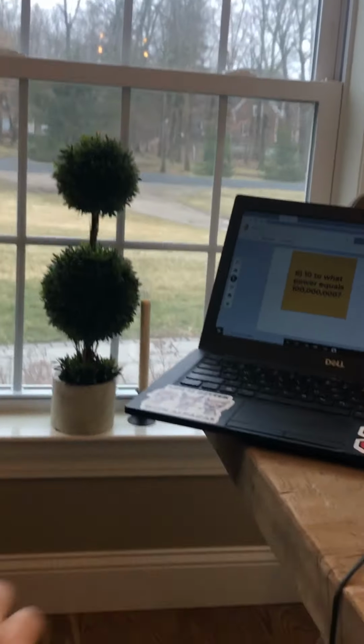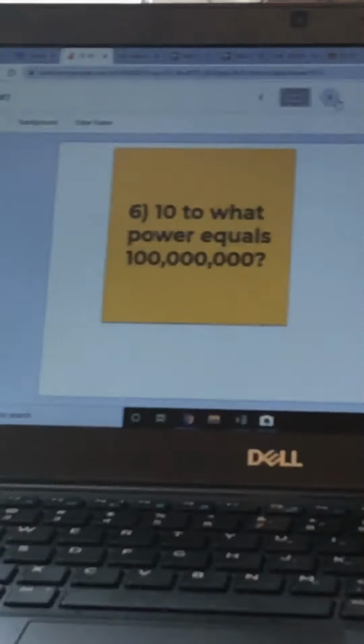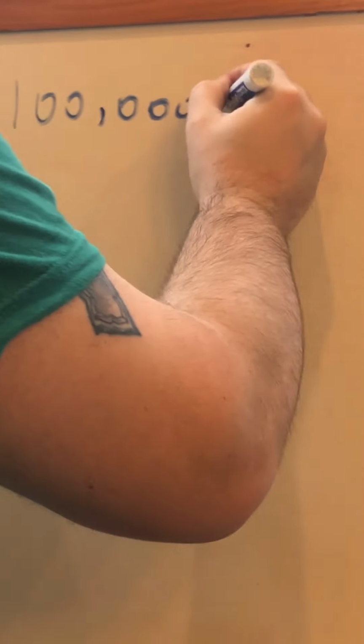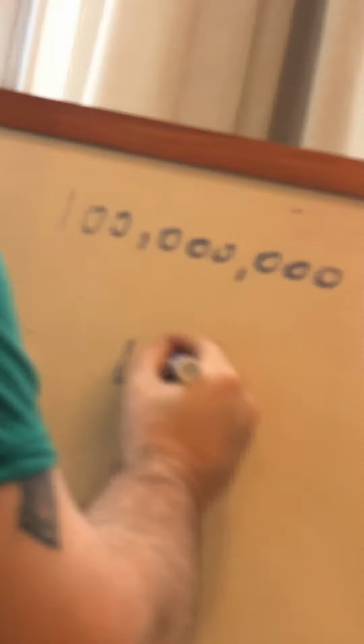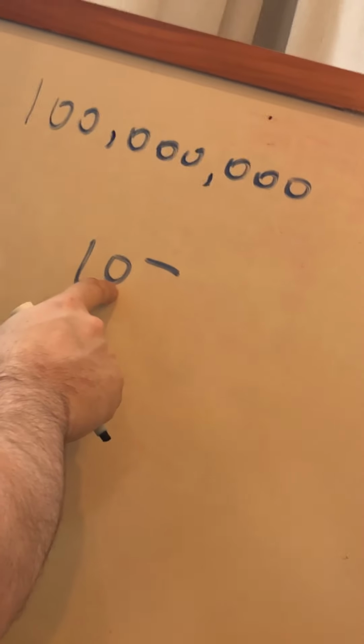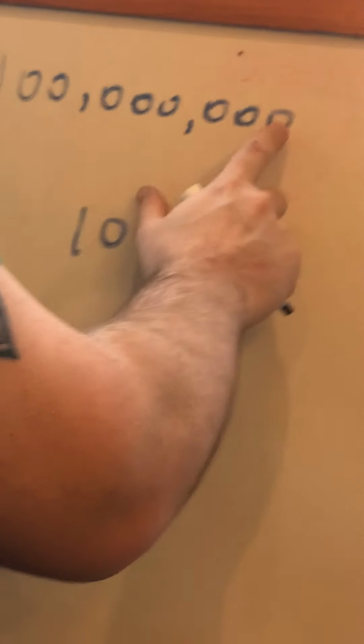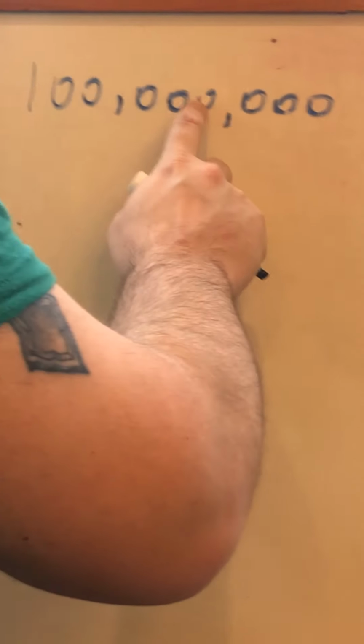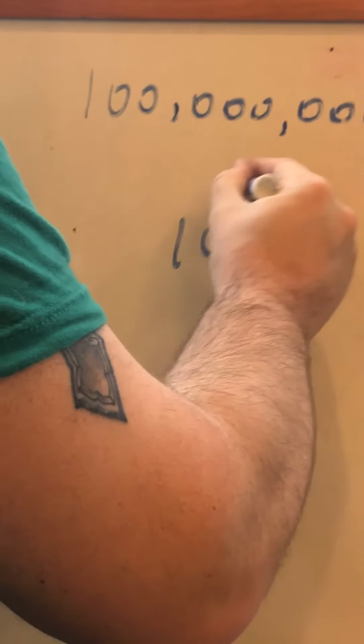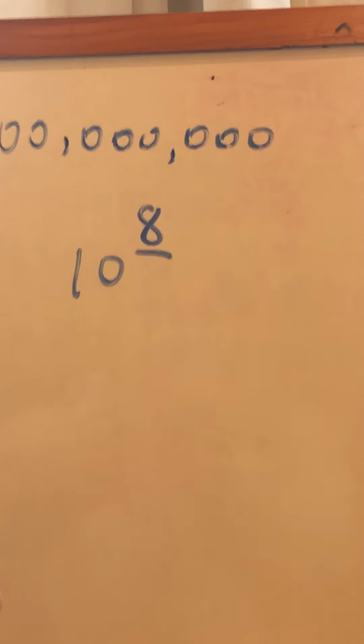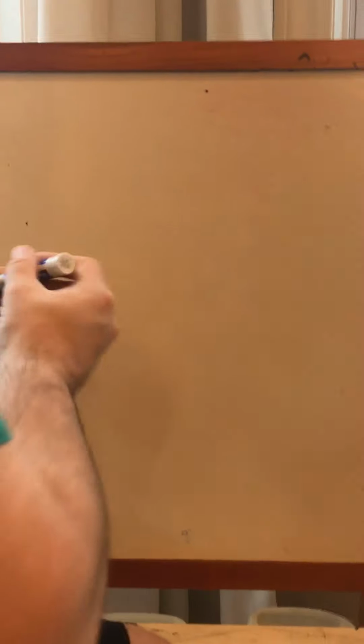Now we're going to go over to question number 6. It says 10 to what power equals 100 million? All right, so we have 100 million. We want 10 to the what power? Remember we said it only works for 10, you can count the number of zeros. 1, 2, 3, 4, 5, 6, 7, 8. 10 to the 8th power. Like an easy little cheat. That only works for 10. Good job, Dallas.